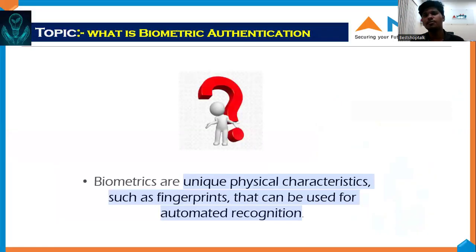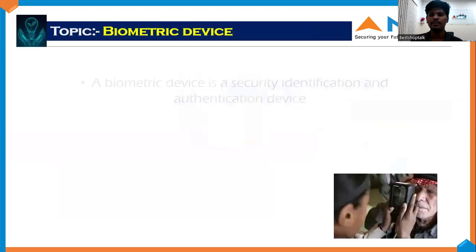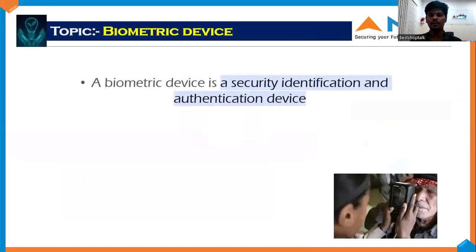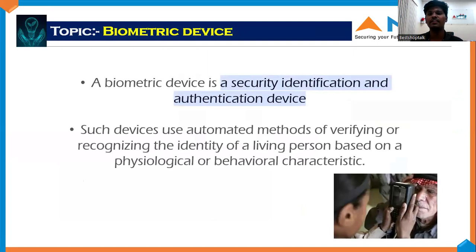So let's discuss the topic. What is meant by biometric authentication? Biometric authentication is where each individual person has unique physical characteristics, such as fingerprints, that can be used for automatic recognition. So what is meant by a biometric device? A biometric device is a device used for identification and authentication, such as automated methods of verifying fingerprints or face.